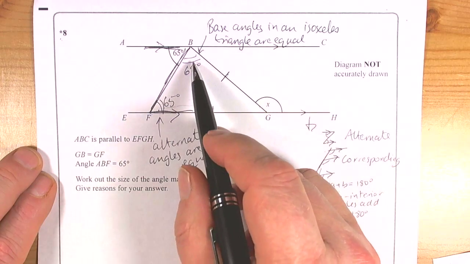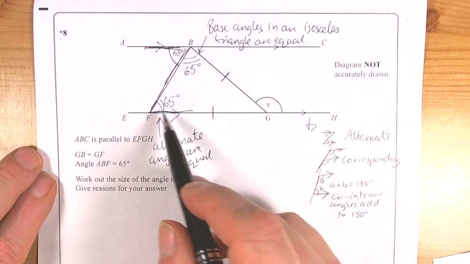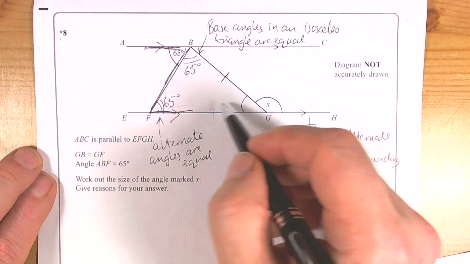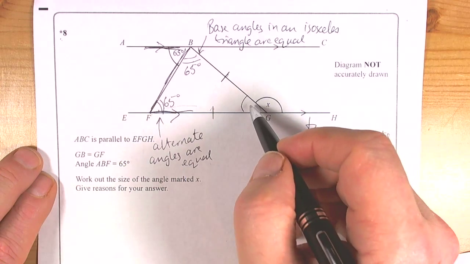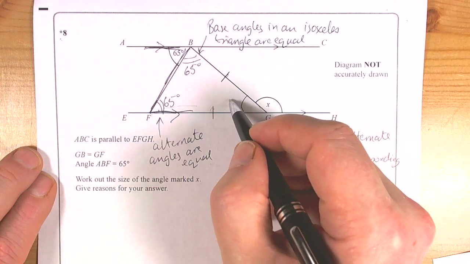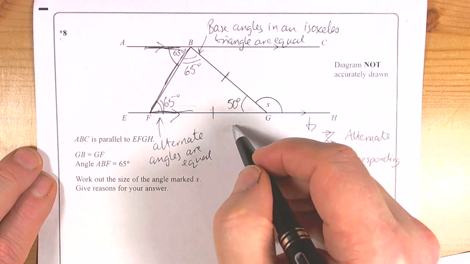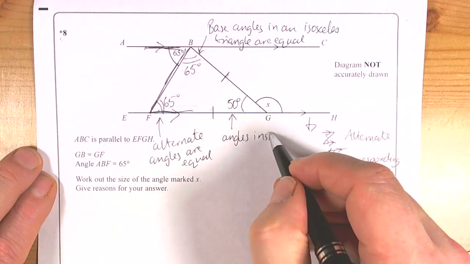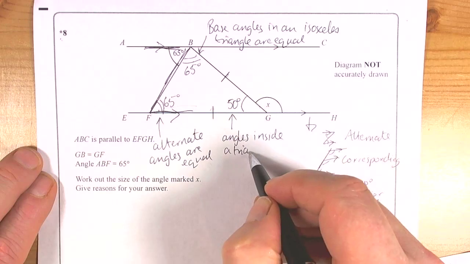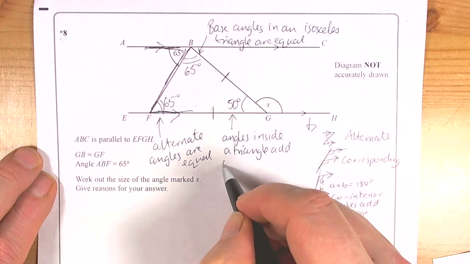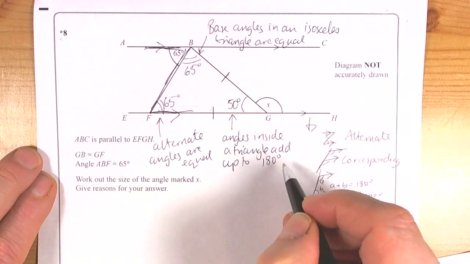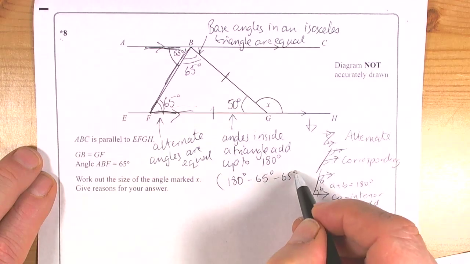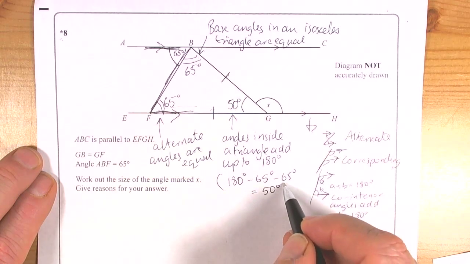And then we realise that we've got a triangle here, so BFG creates a triangle, which then allows us to work out this angle here, because we recognise that angles inside a triangle, the interior angles, add up to 180 degrees. So this angle here is 50 degrees, and so we've basically got to give the reason again. Angles inside a triangle add up to 180 degrees. So again, 180, take away 65 degrees, take away 65 degrees equals 50 degrees.